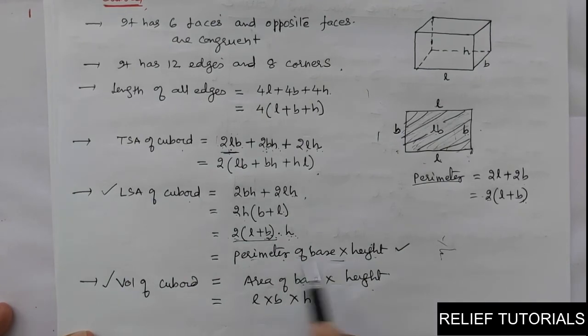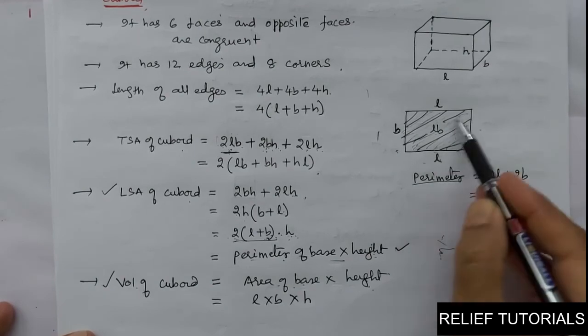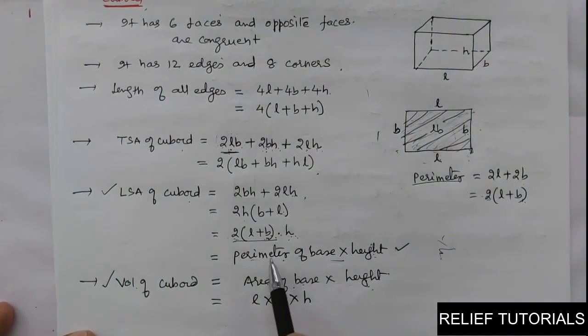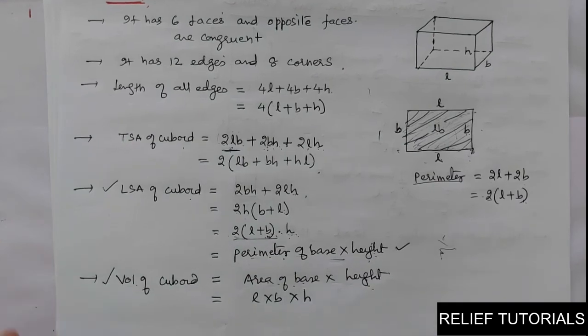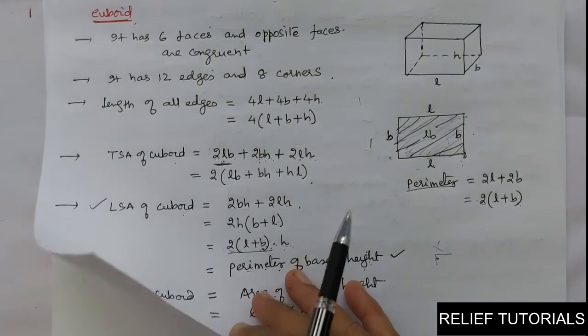Clear? Here perimeter of base into height. Here area of base into height. Why area for volume? Volume means if you fill it with water, the water will occupy all this space. That is area into height. So area of base into height. Here perimeter of base into height. Clear? I hope you understood this cube and cuboid. This is a very important aspect, so you have to consider this cube and cuboid.